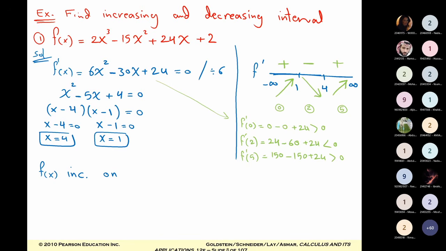What interval? Increasing from minus infinity to 1. Also union from 4 to infinity. So we have two intervals: f of x is increasing from minus infinity to 1 and from 4 to infinity, and f of x is decreasing on the interval from 1 to 4.